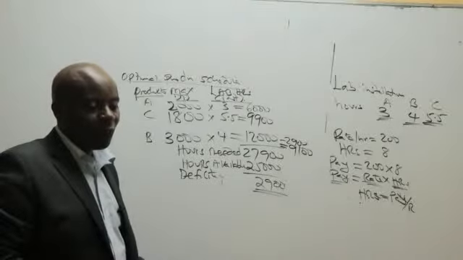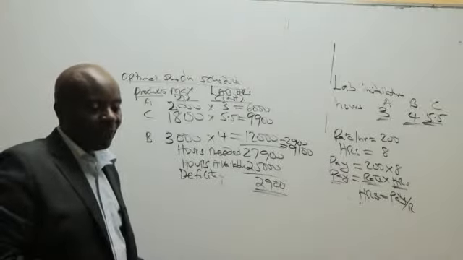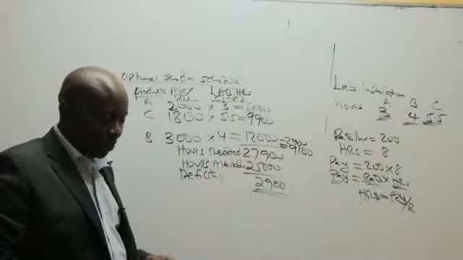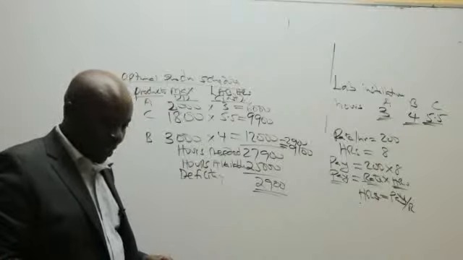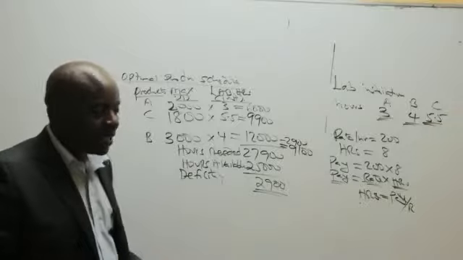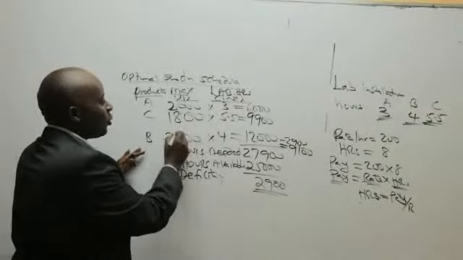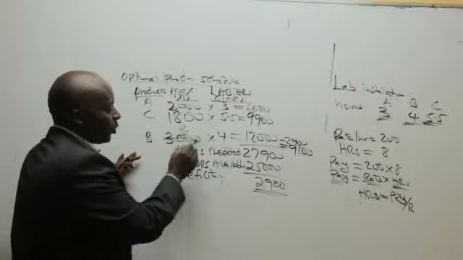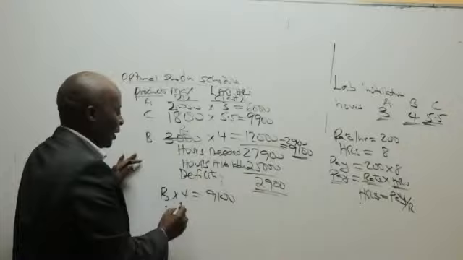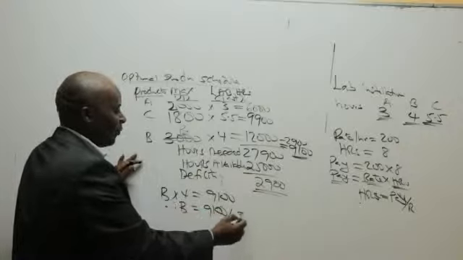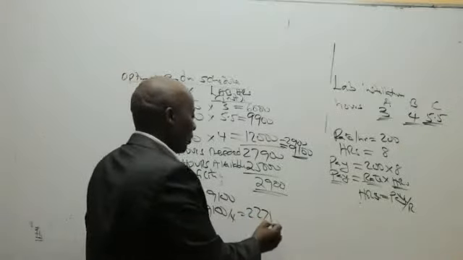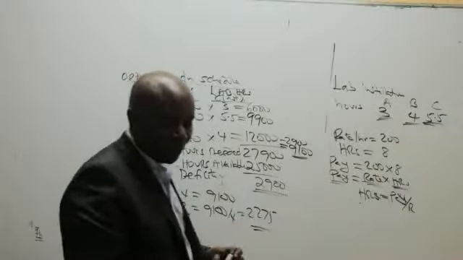Now that we have 9,100, what will be the next step forward? Change the quantity of product B, to reflect the new resources available. So B times 4 should be equal to 9,100. Therefore, B will be 9,100 divided by 4, which gives 2,275.